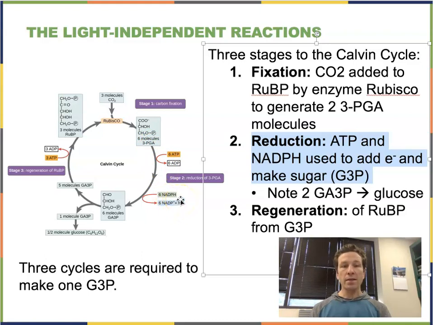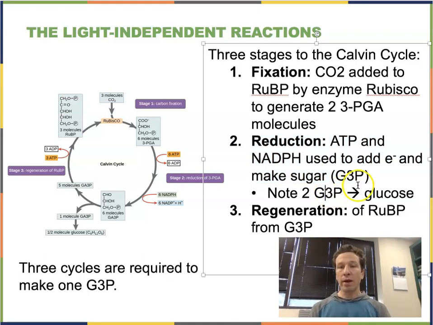Additionally, we need to add some electrons associated with high potential energy. We stored those in the light-dependent reactions on NADPH. So now this is where we will use that NADPH. We will oxidize it, remove those electrons, and transfer them to this 3-carbon compound that we are building. Once we have done these rearrangements and added the high potential energy electrons, we will end up with a molecule called G3P.